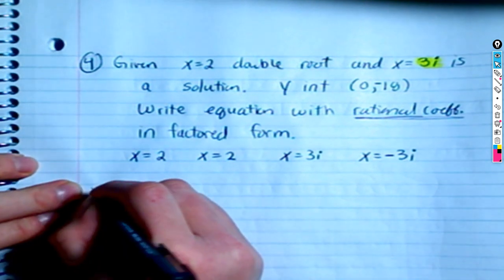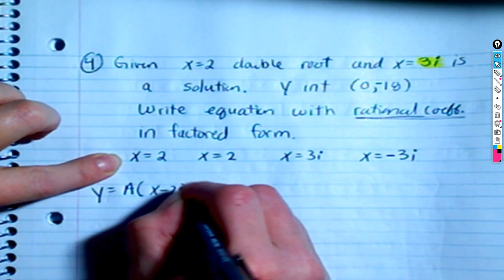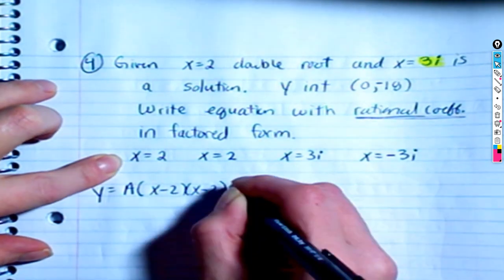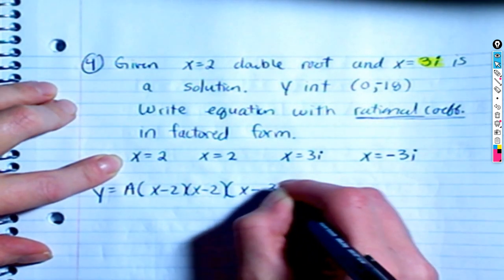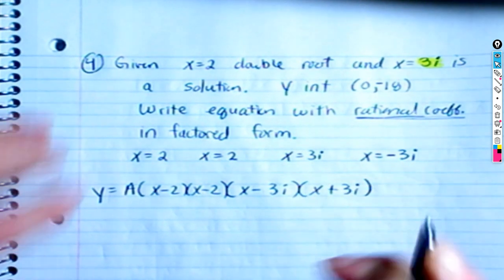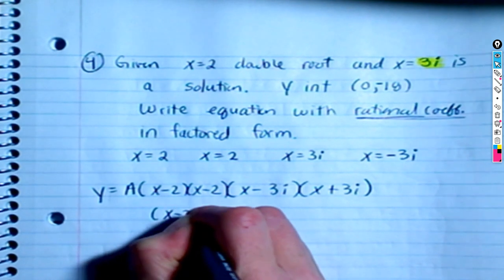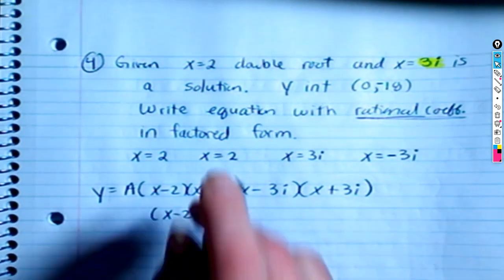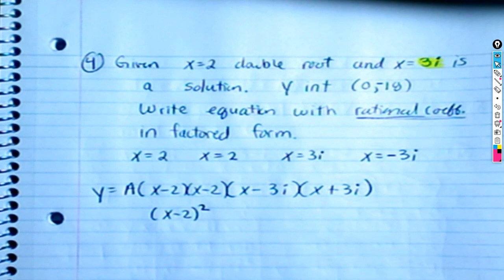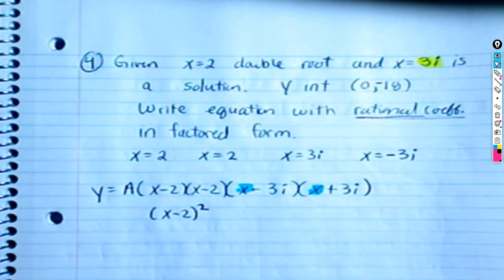So now let's turn these into equations. X minus 2, x minus 2, x minus 3i, x plus 3i. And I'm going to multiply the conjugate first. Notice I'm not multiplying that. I'm just writing it with the multiplicity. I don't need to group anything here, but I am going to just highlight it.